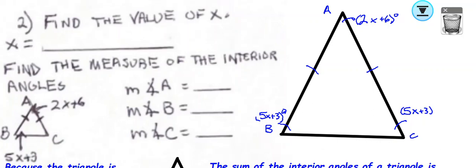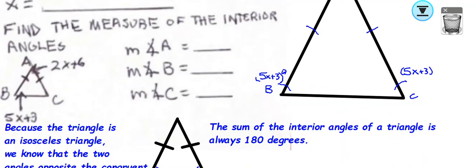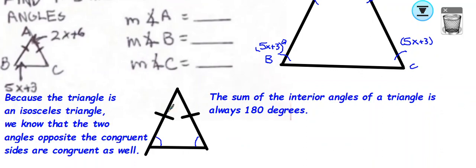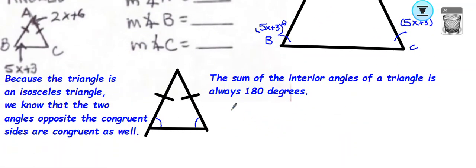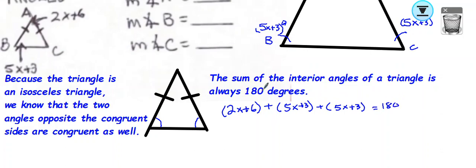And going back to our very first problem, we know that if we add up all the angles inside of a triangle, they add up to 180. So that's what we're going to do. We're going to take 2x plus 6, plus 5x plus 3, plus another 5x plus 3, and set that equal to 180 and solve for x.